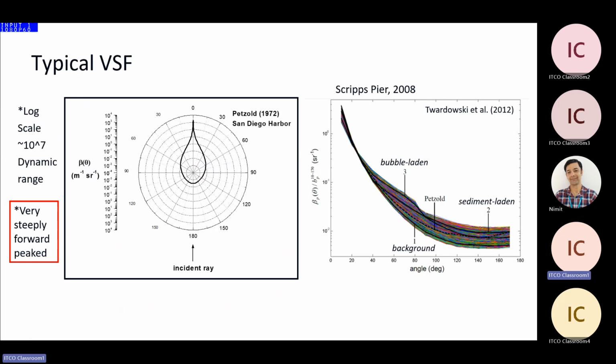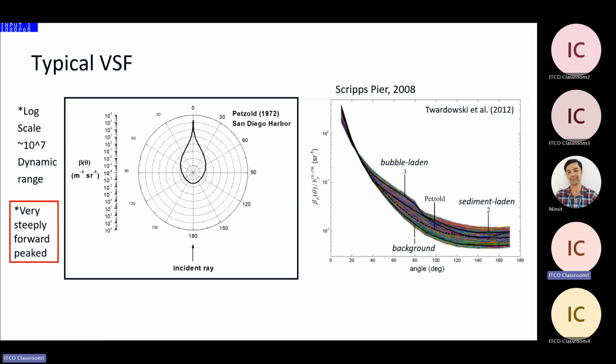On the right are some VSFs that were measured actually at Scripps Pier in 2008. And you can see some of the different shapes. Sediment-laden has higher relative backscattering. These are VSFs that have been normalized to the integrated volume scattering function, which is really b from 10 to 170 degrees, which is what we're resolving with the sensor that we're using.